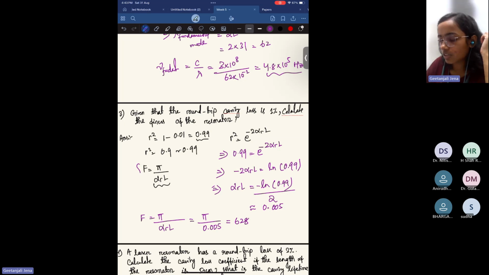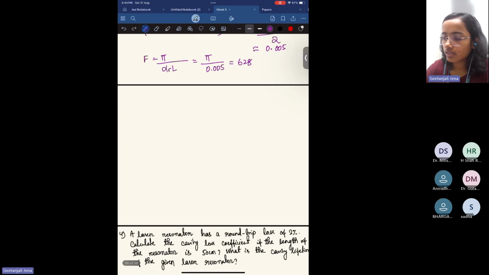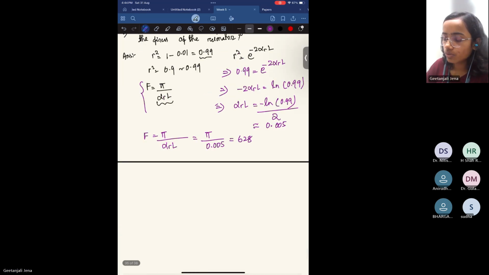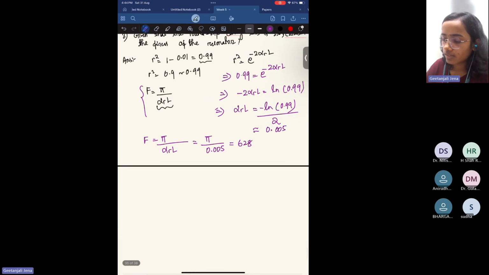Now, instead of this, if you use the formula before approximation, I think in that case also we will get in the same range. So you have one formula, that is F equal to pi root R divided by 1 minus R. This is before approximation. R square is already given, it is 0.99. If you use this formula also, you can see this F lies in the same range. It is around the 600 range.